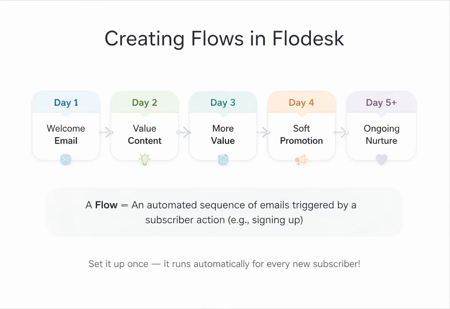Once you have your form, you need to create a flow. A flow is an automated sequence of emails that gets triggered when someone takes an action, like signing up through your form. So on day 1, they get a welcome email. Day 2, they get some valuable content. Day 3, more value. Day 4, maybe a soft promotion, and so on. The beautiful thing about flows is that you set them up once and they run automatically for every single new subscriber. This is what makes email marketing so powerful. It works even when you're not actively doing anything.